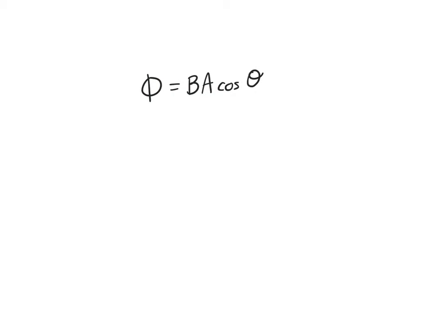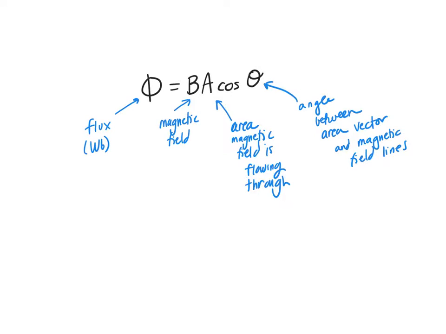The equation for flux is the magnetic field times the area times the cosine of theta. As you can see, each of these is actually pretty complicated. Flux is measured in Webers. That's something important to pay attention to. Magnetic field, of course, is measured in Teslas. Area is meters squared, but I do want to point this out.